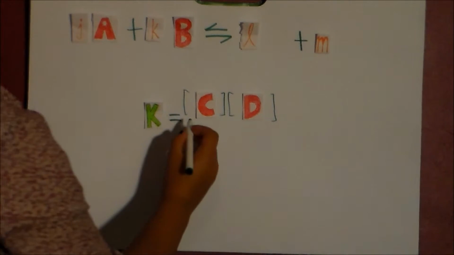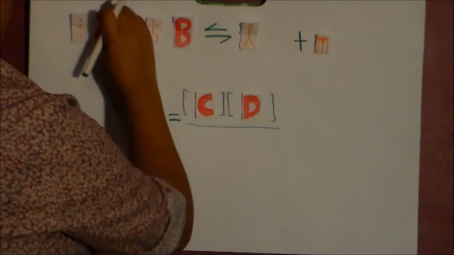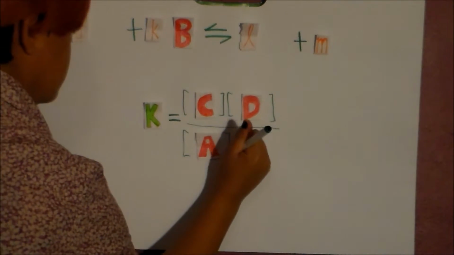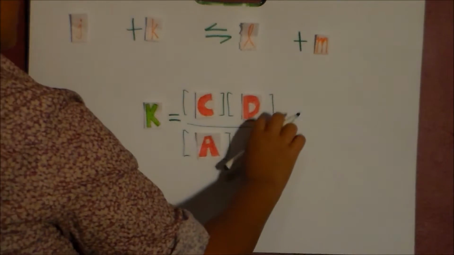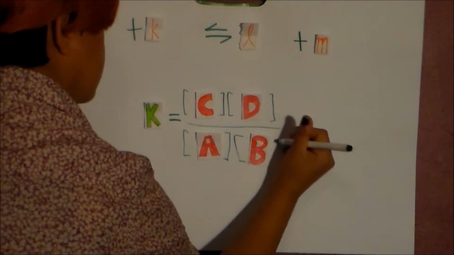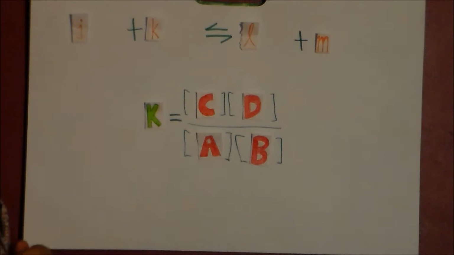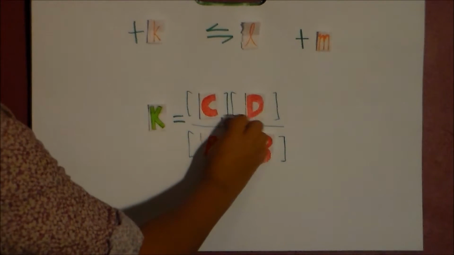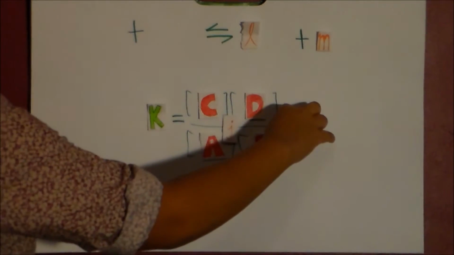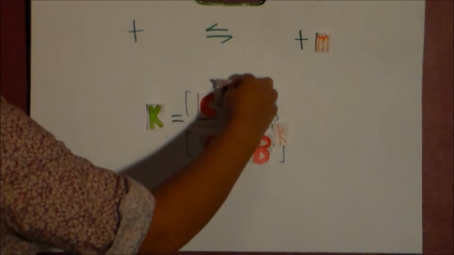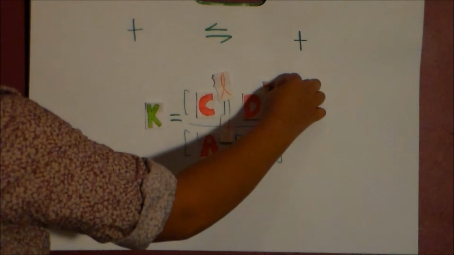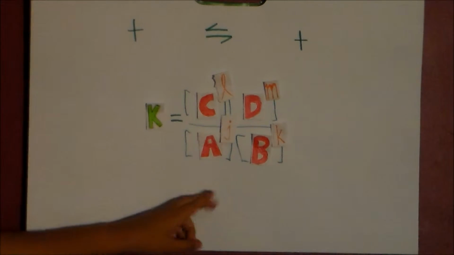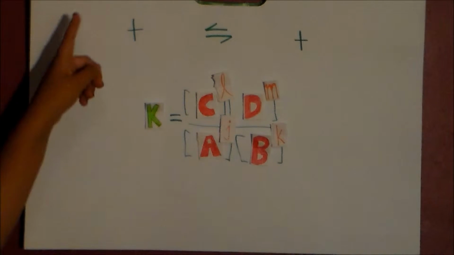and then we need our reactants on the bottom. So A times B, and then with our coefficients, we're going to use them as powers. So J, K, L, and M. And that is how you would assemble the equation to find your equilibrium constant K given a chemical reaction equation.